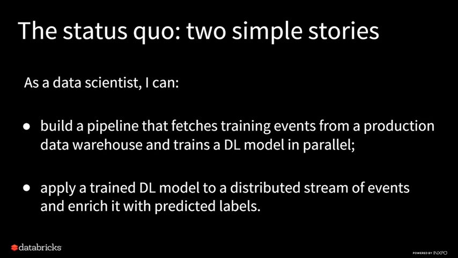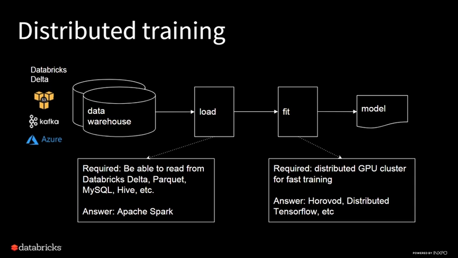And then you want to enrich it with predicted labels. For example, you receive a stream of new images uploaded by users, and you want to make predictions or recognize the objects in those images, and then send the prediction results as a stream to downstream applications, right? So those two are two simple stories if we talk about distributed AI and big data.